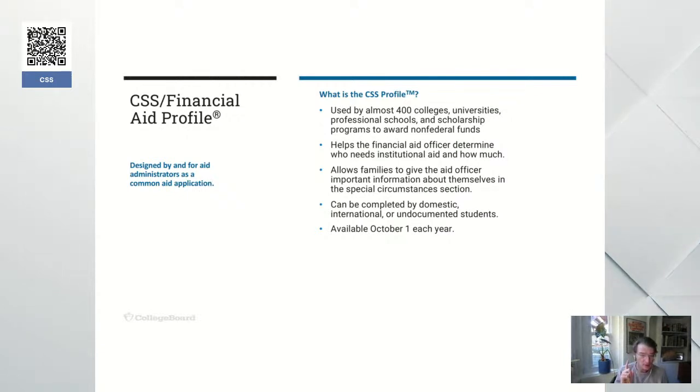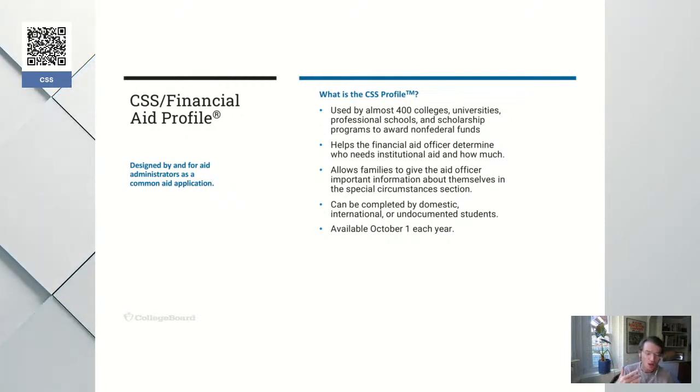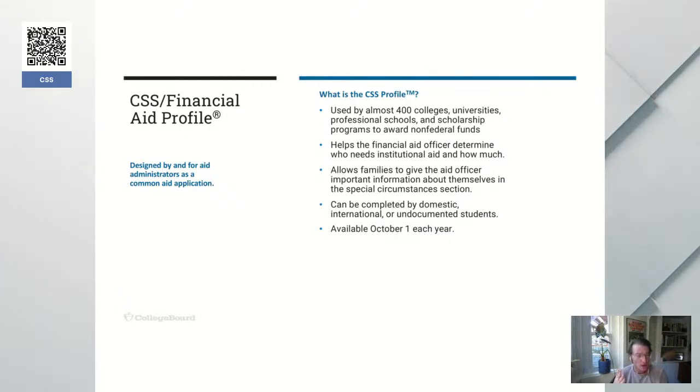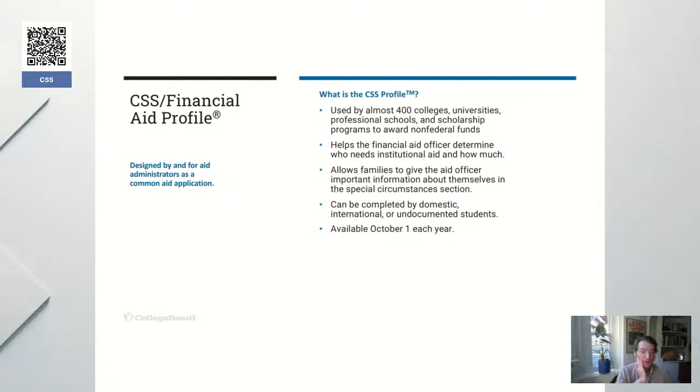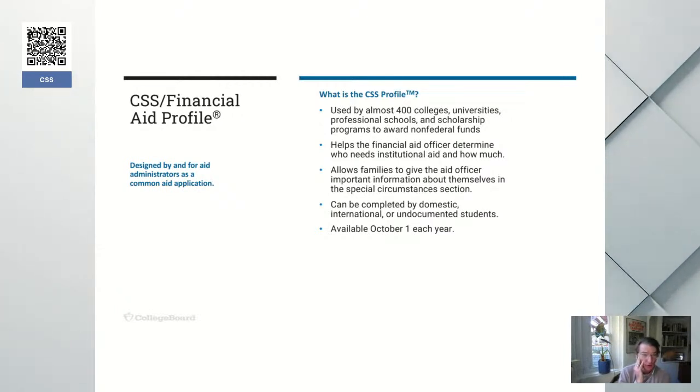So if you use the CSS Profile, you are submitting all of your financial information. You're giving us a complete picture of who you are, who you live with, what they own, how much money you have, but you only have to do it one time, and then we will send it to all the different universities that you want to apply to, okay? It's open now. It's available October 1st every single year, and it's used by almost 400 colleges to help reward scholarships toward non-federal funds. And by non-federal funds, I mean things not provided by the US government.